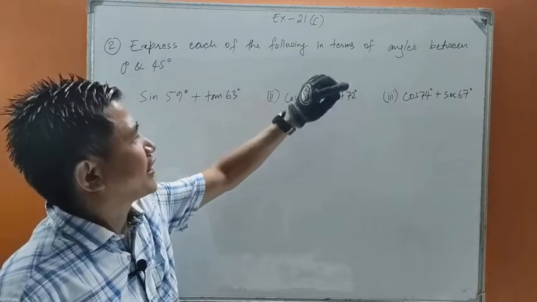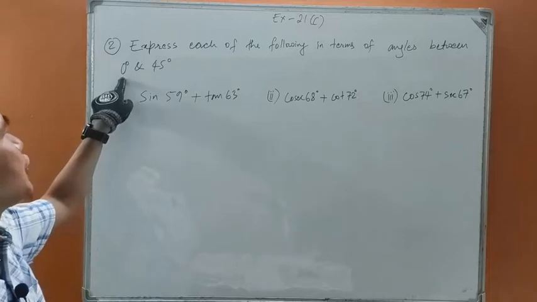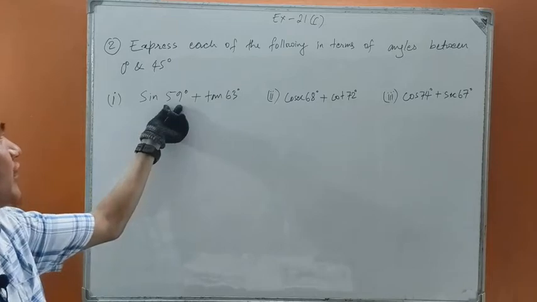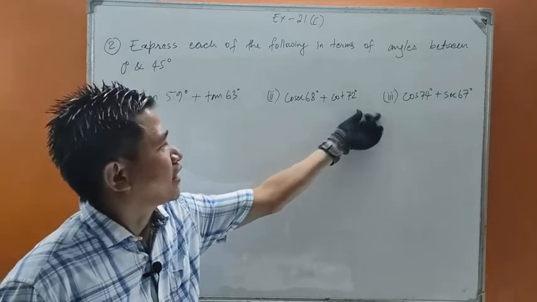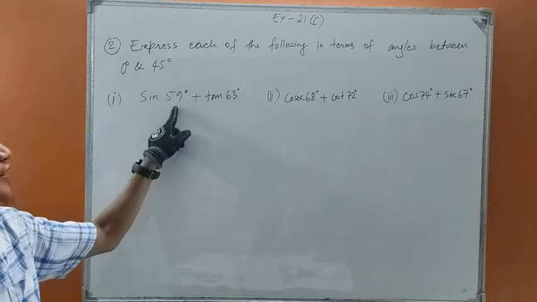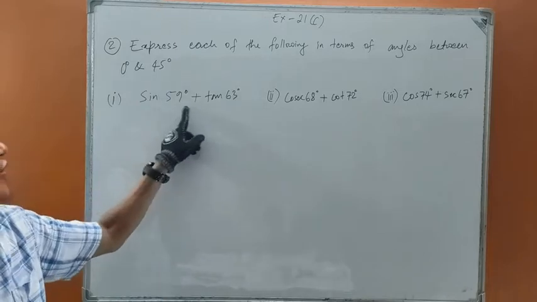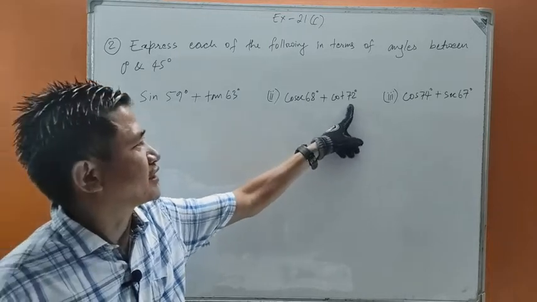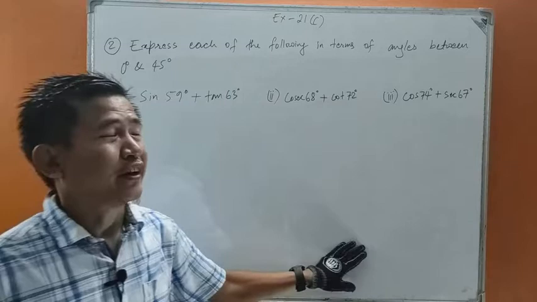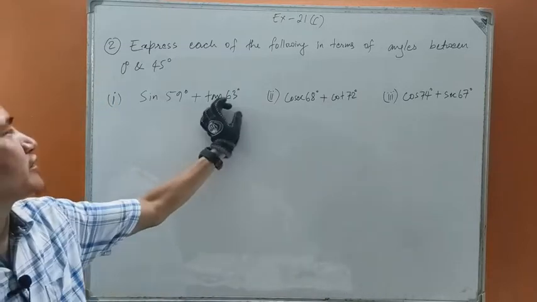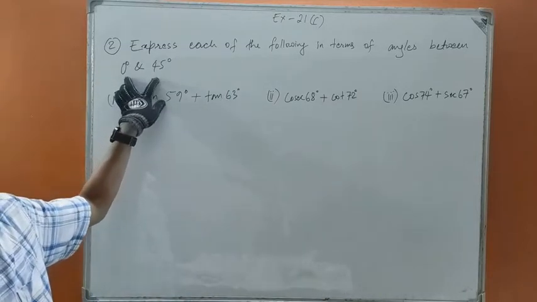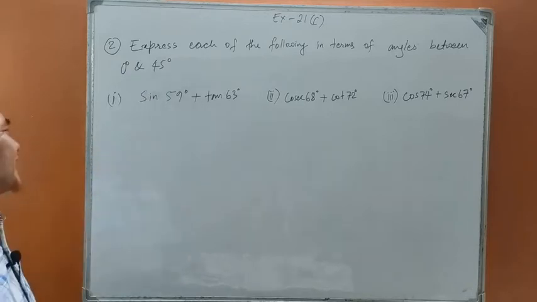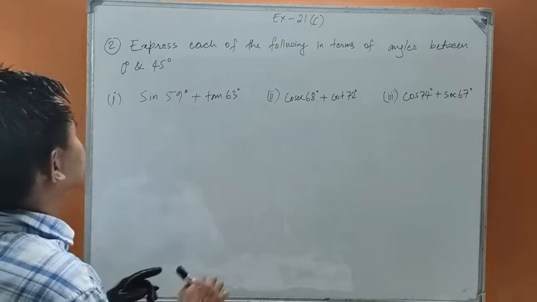Express each of the following in terms of angles between 0 to 45 degrees. We are given these 3 questions, and you can see every angle is more than 45 degrees. Here you can see 59 degrees, 63 degrees, 68, 72, 74 and 67. We are asked to convert these angles to between 0 and 45 degrees, not more than 45 and not less than 0 degrees. Very easy sum.